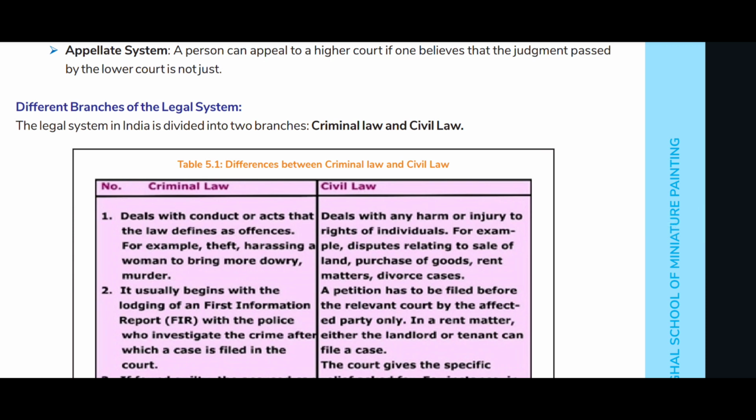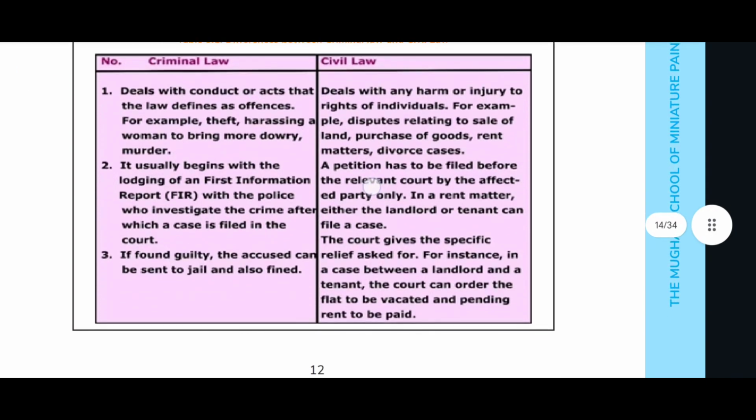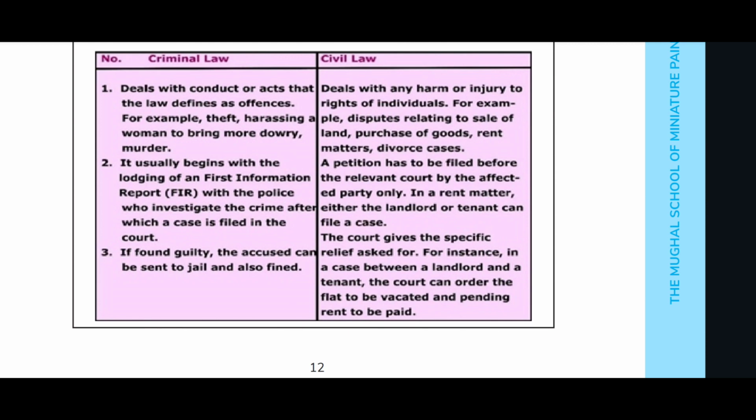Different branches of legal system. The legal system in India is divided into two branches, called criminal law and civil law. Differences between criminal law and civil law. Criminal law deals with conduct or acts that the law defines as offenses, for example, theft, harassing a woman to bring more dowry, or murder. Whereas civil law deals with any harm or injury to rights of individuals, for example, disputes relating to sale of land, purchase of goods, rent matters, divorce cases, etc.